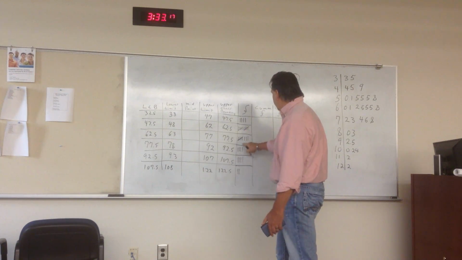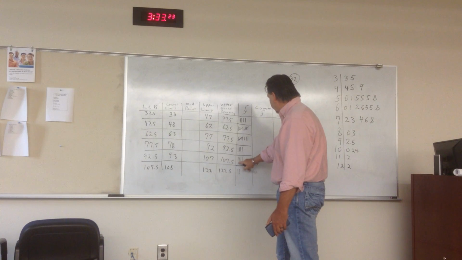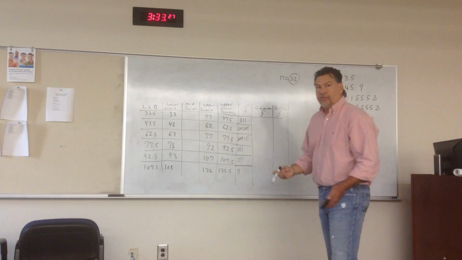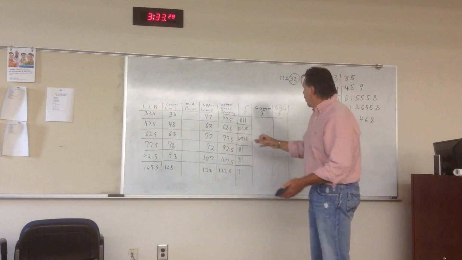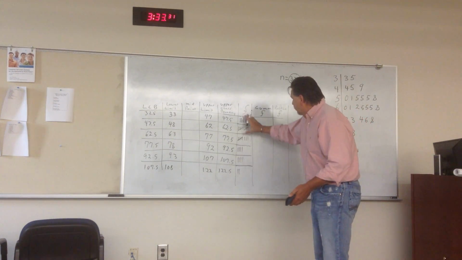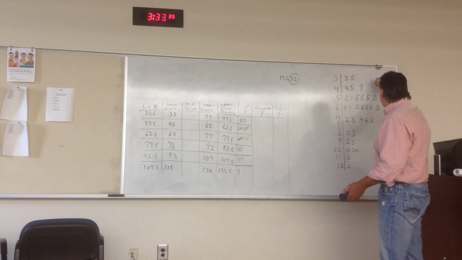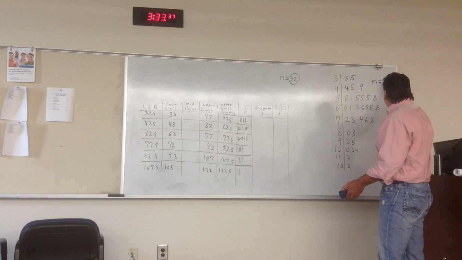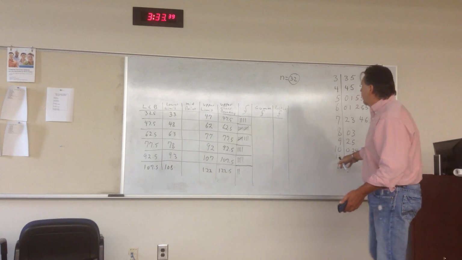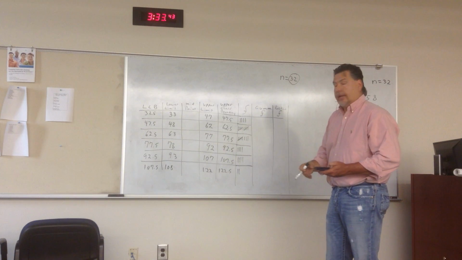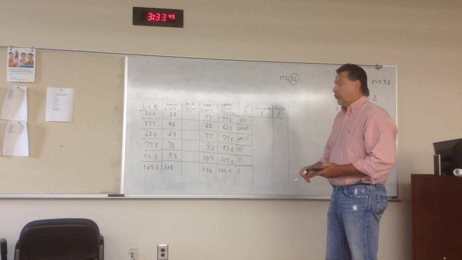So I've got 5, 10, 15, 16, 17, 18, 19, 20, 21, 22, 23, 24, 25, 26, 27, 29, 30, 31, 32. So I've corrected my mistake. So it's always a good idea to make sure that your frequencies add up to your total number that you have with your stem and leaf diagram, and you'll know that you've done your diagram and your frequency table correctly.